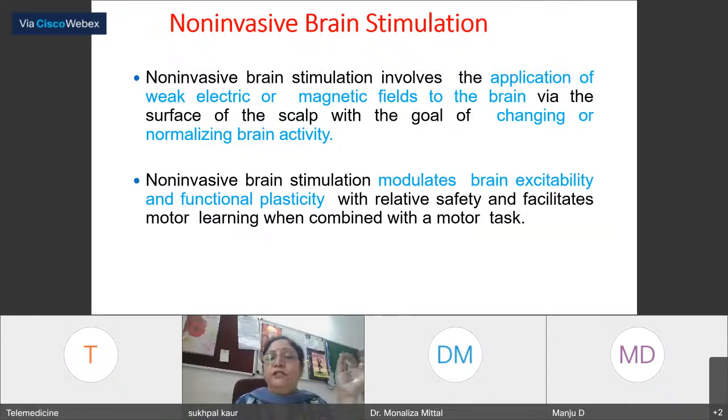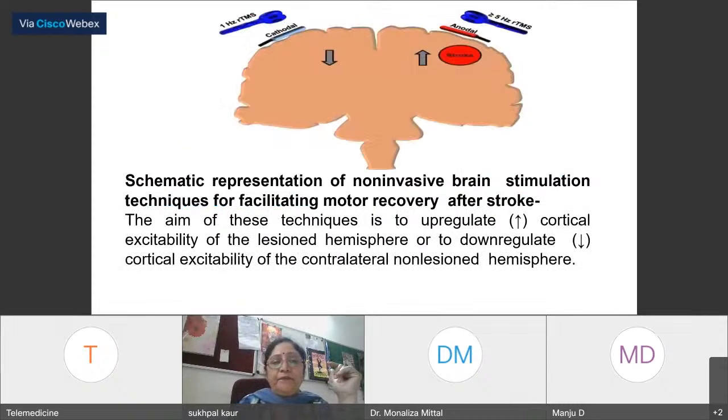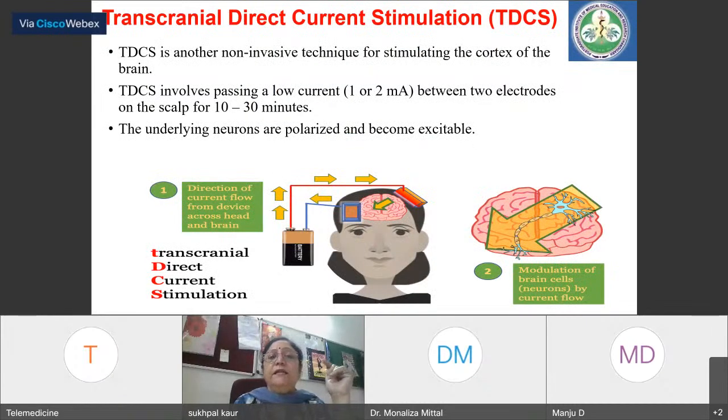In non-invasive brain stimulation, there is the application of weak electrical or magnetic fields to the brain via the surface of the scalp with the goal of changing or normalizing the brain activity. Non-invasive brain stimulation modulates brain excitability and functional plasticity with relative safety and facilitates motor learning when combined with a motor task. So this is just the schematic representation of the non-invasive brain stimulation technique for facilitating motor recovery after stroke.